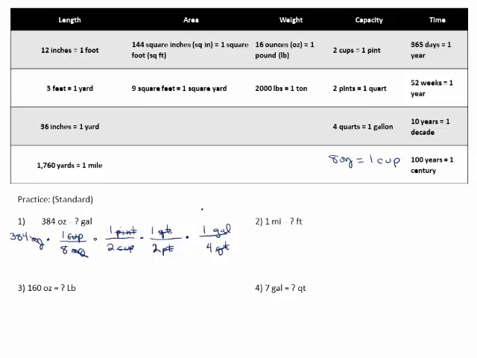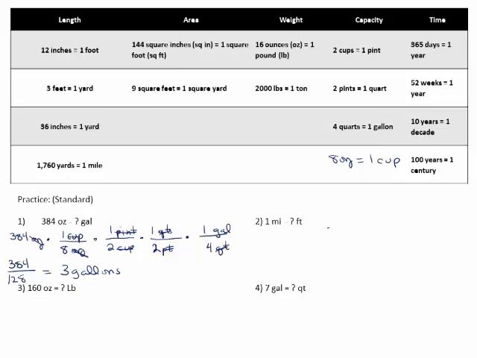Once I've done this, I multiply directly across the top. So 384 times 1 times 1 gives me 384. And then I multiply across the bottom. 8 times 2 is 16, times 2 again is 32, times 4 is 128. So I'll take 384 and I divide it by 128. And I get 3 gallons.